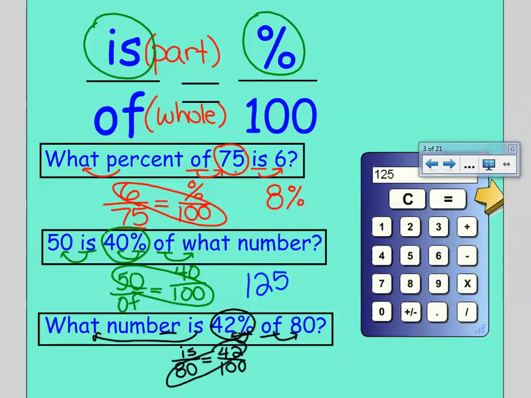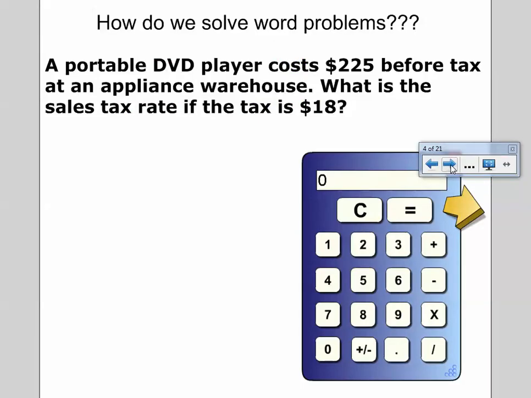I'm going to multiply my diagonal across, so I would do 80 times 42, and I would divide that by 100. When you do that, you get a decimal answer, which is okay to get. I get 33 6/10. Okay, now this one's not on your paper, but how do we solve word problems?